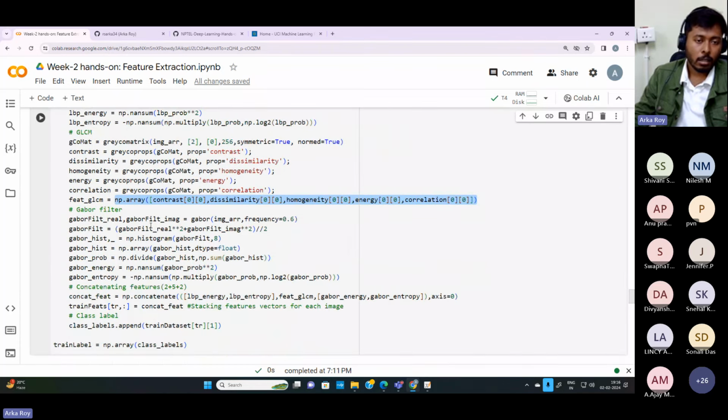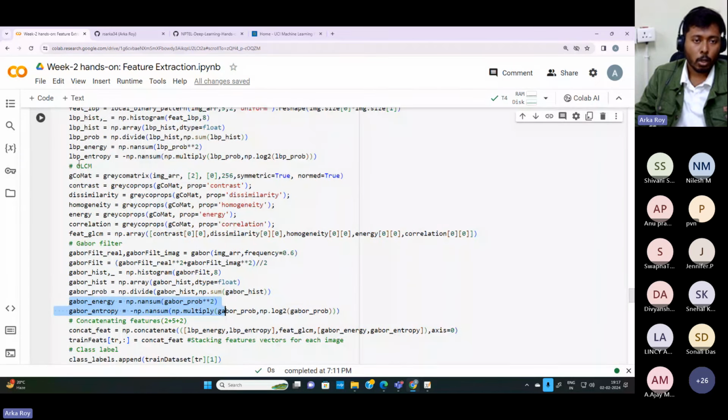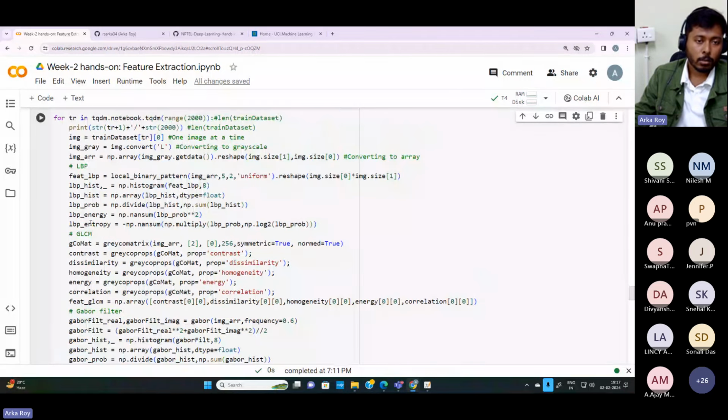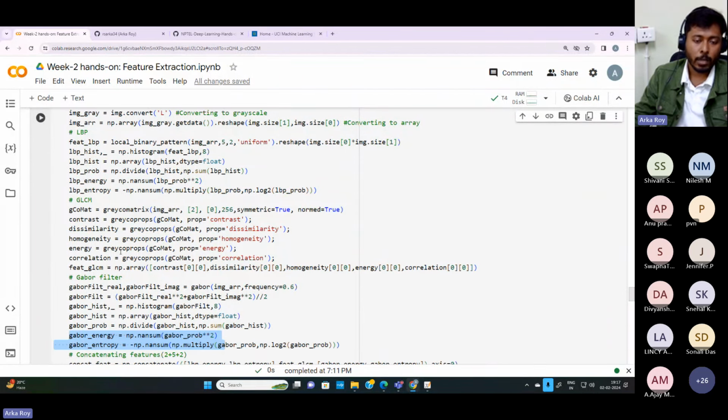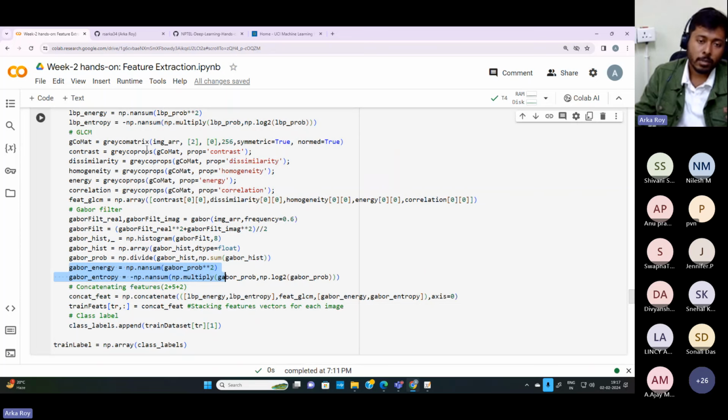And then this is the Gabor filter based features. So again, you can extract Gabor energy and Gabor entropy, likewise what we have done in case of local binary pattern. Now, upon extracting all these features, so there are 2 features from Gabor, 2 features from LBP, total 4 features, and 5 features from this GLCM matrix. So we'll be storing all these features into the concatenated feature vector.